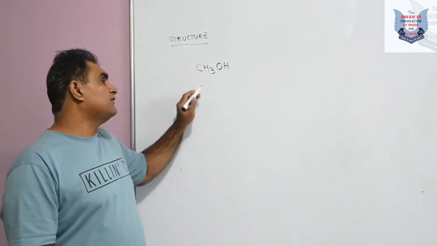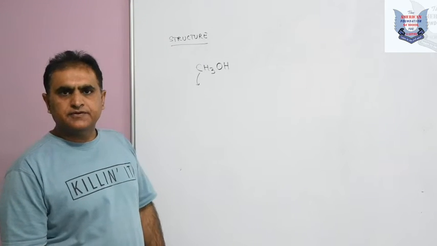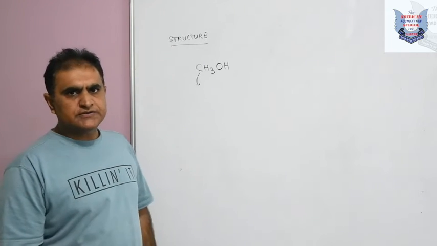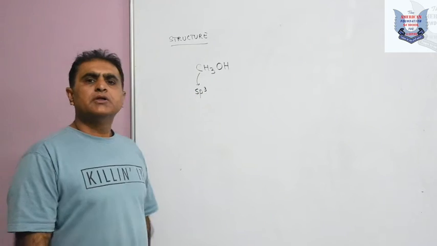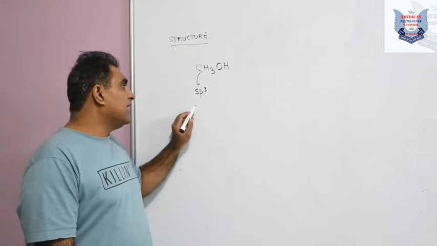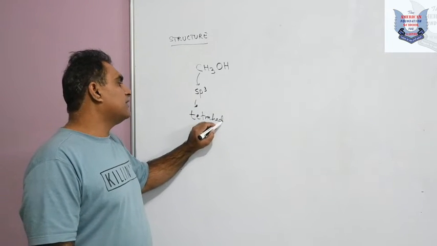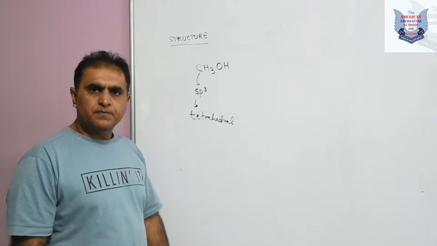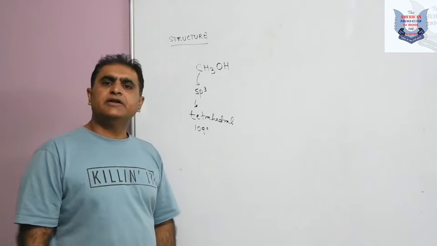Now, in case of CH3OH, this carbon is surrounded by 4 atoms, that is 3 hydrogens and 1 oxygen. So this carbon is surrounded by 4, that means it is sp3 hybridized. And if the carbon is sp3 hybridized, that means it is tetrahedral in shape and its bond angle will be 109.5 degrees.